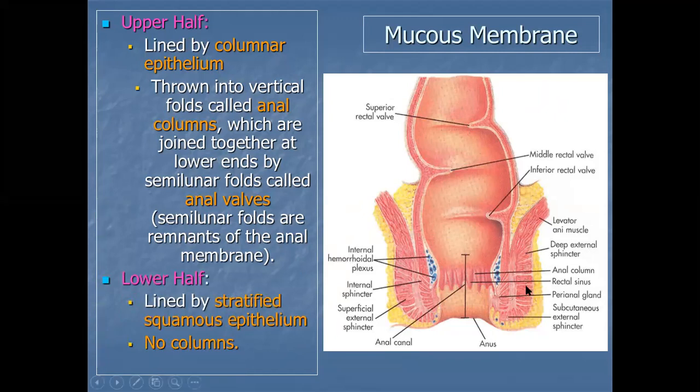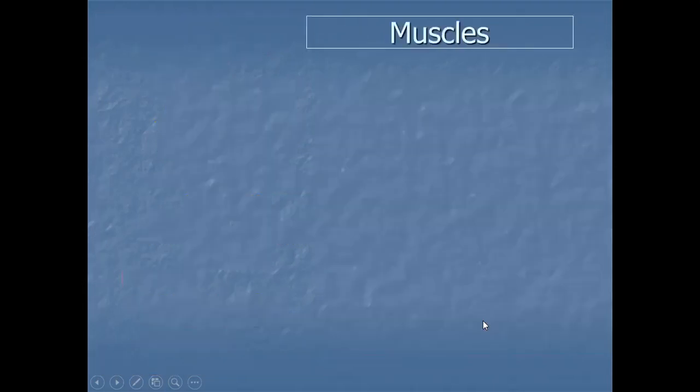And the lower half, because it is skin, is lined by stratified squamous epithelium and there are no columns, as you can see here, unlike the upper part. This is because there is a mucocutaneous junction here. The white line is here, and below that is the skin.